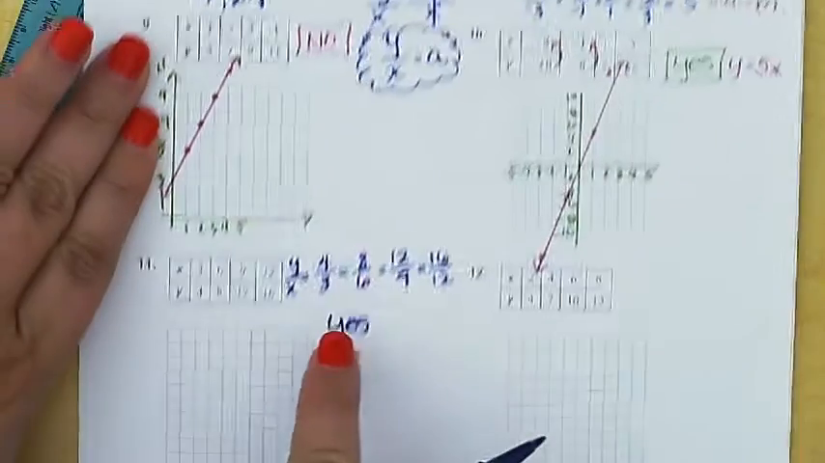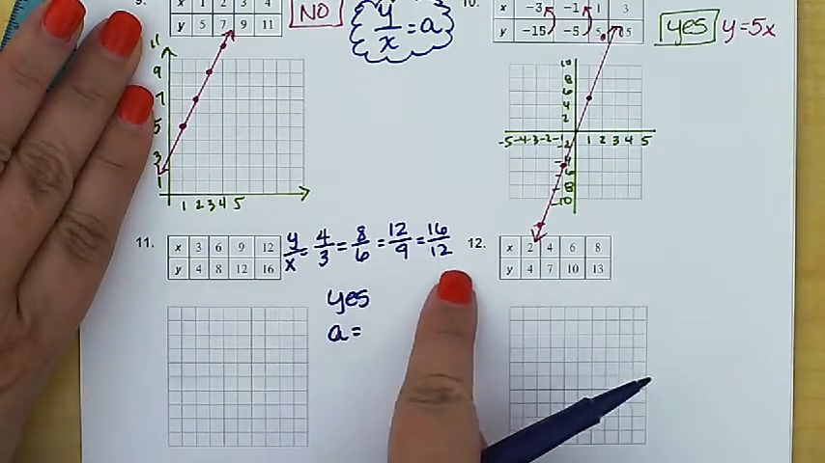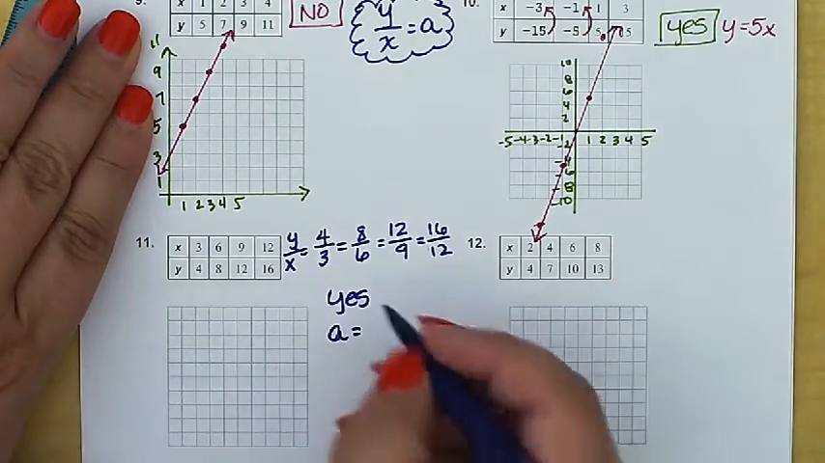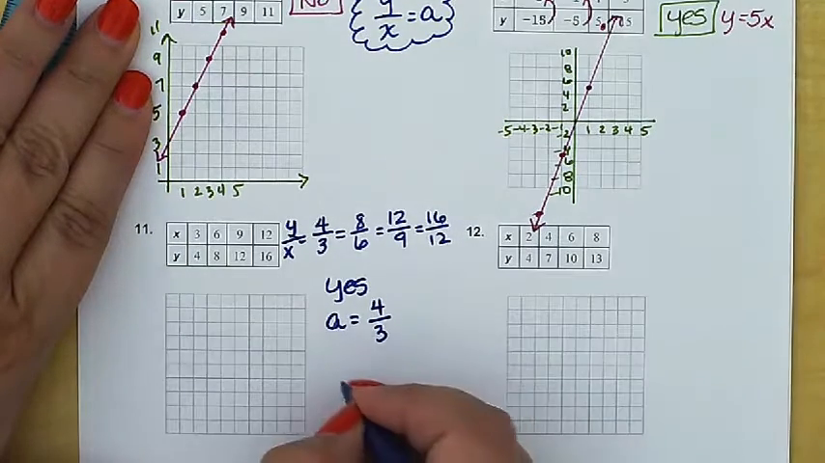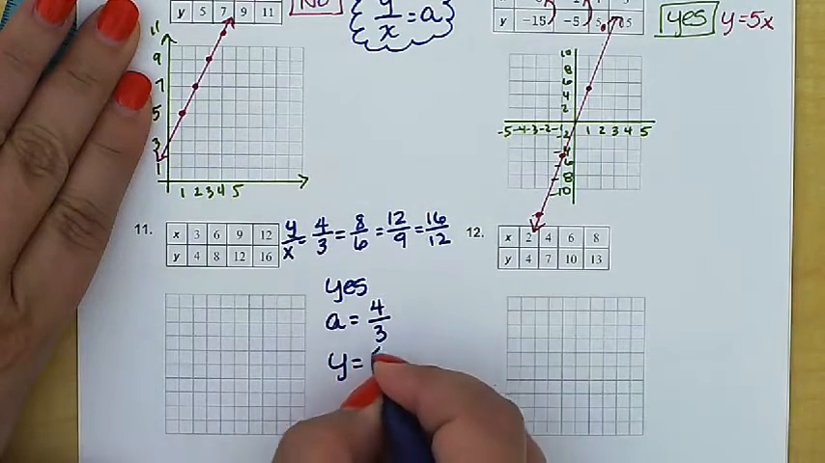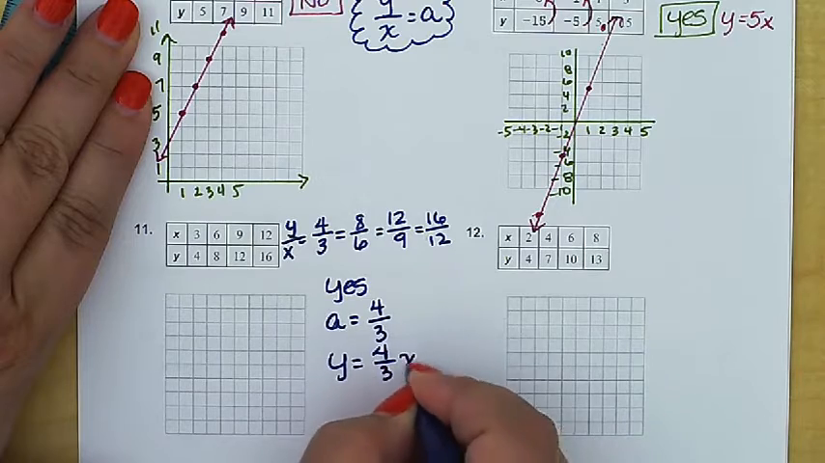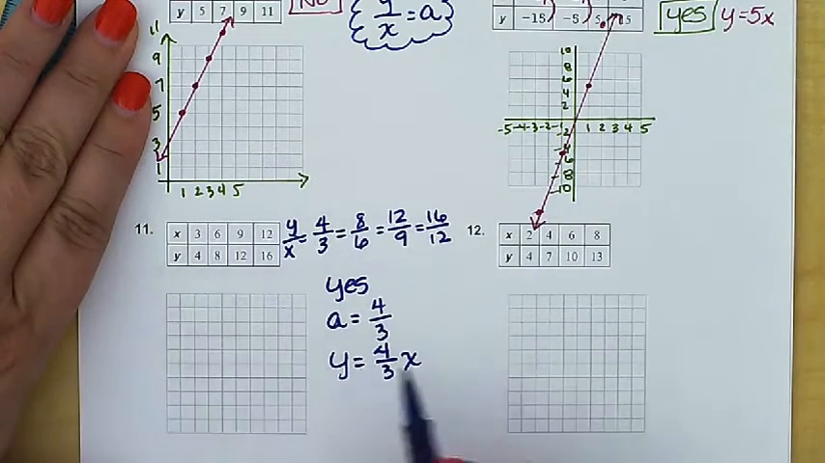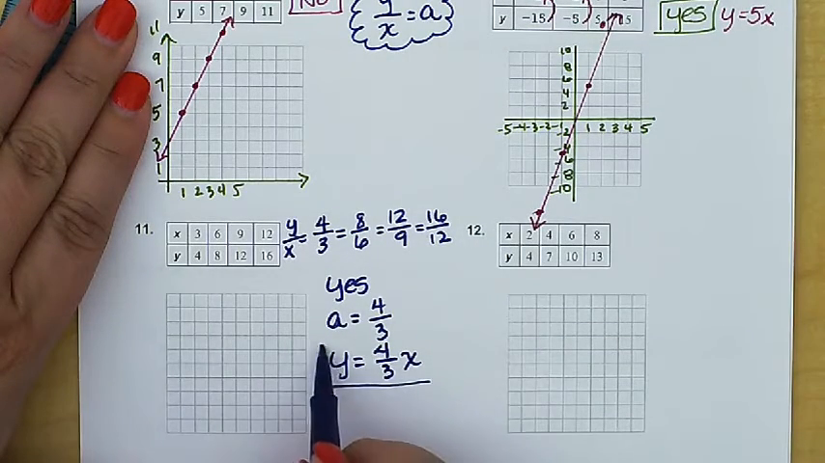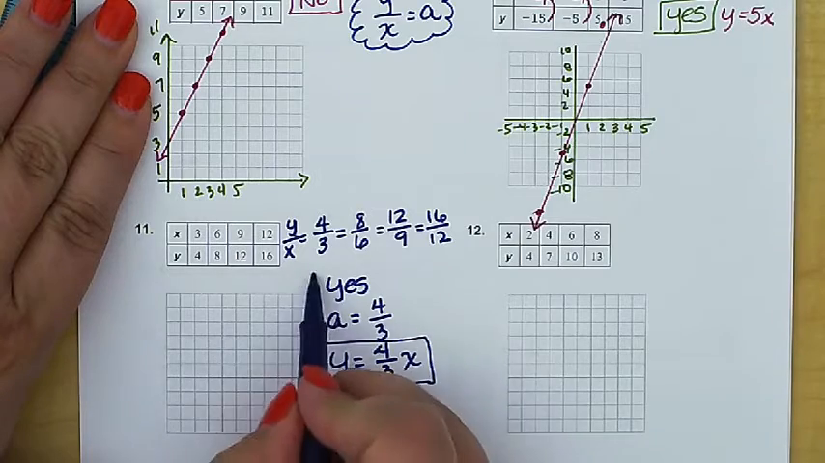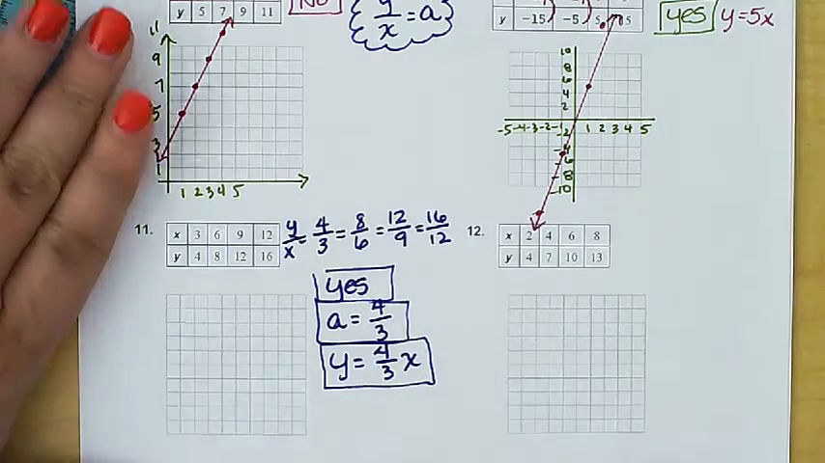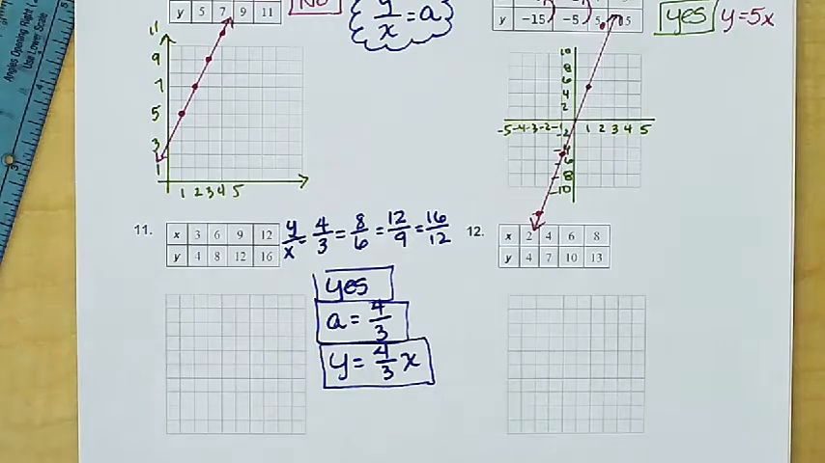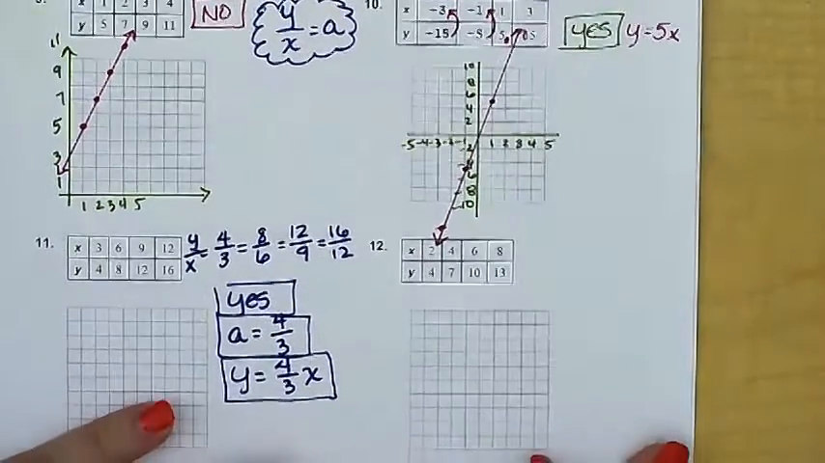So that ratio that kept coming up every time after I simplified, which all of these guys simplified to 4/3, that is my constant of variation. And then I could even just knock it out of the park here and write the whole equation for that linear equation that's a direct variation. So this is a yes, a is this, and that's your equation.